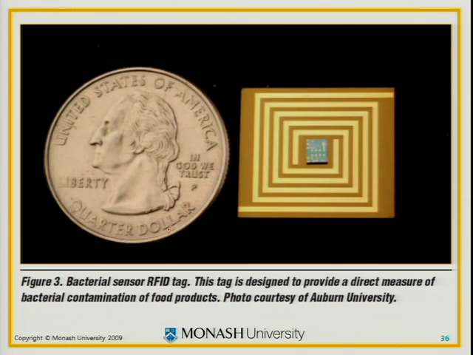There's a little one that is a bacterial sensing RFID tag, and it can provide a direct measure of contamination of food products. So I think this notion of being confident in the security of the food that you're eating is going to become more important, and RFID might play a very important role in that.